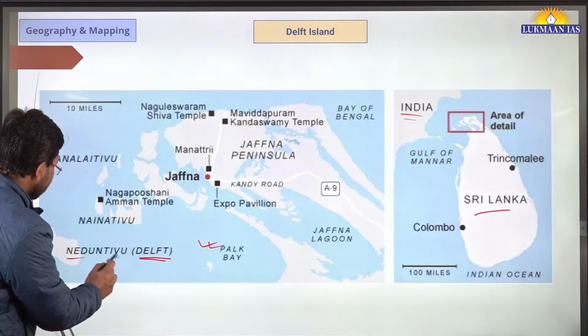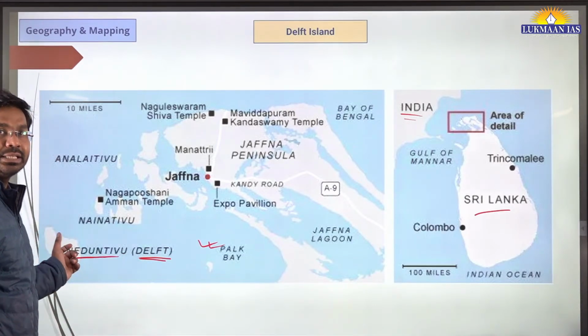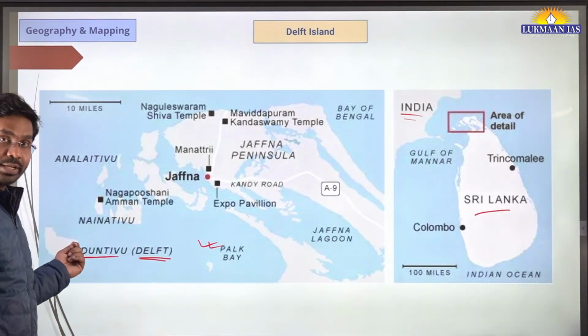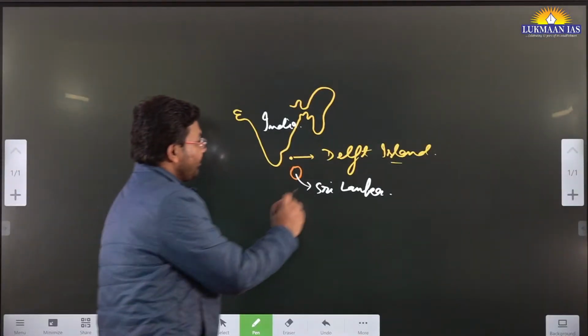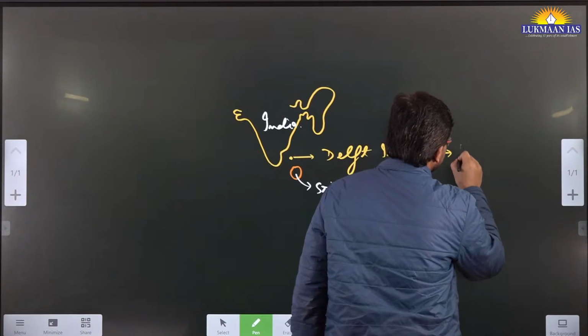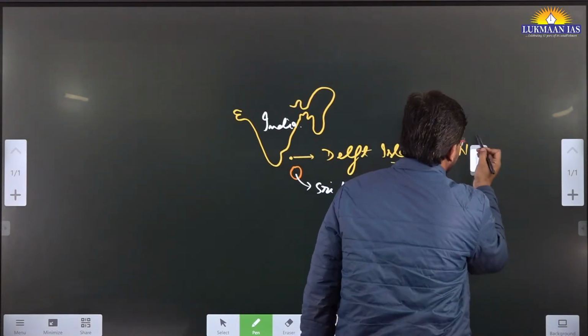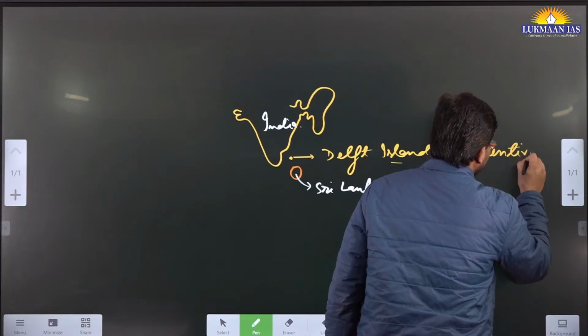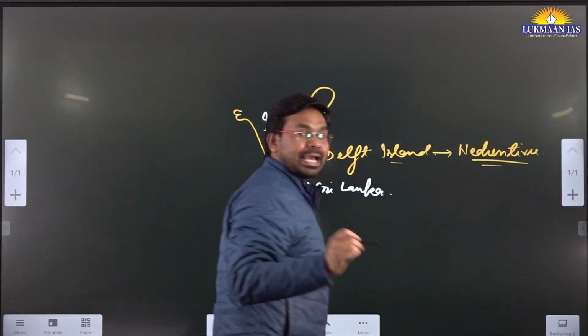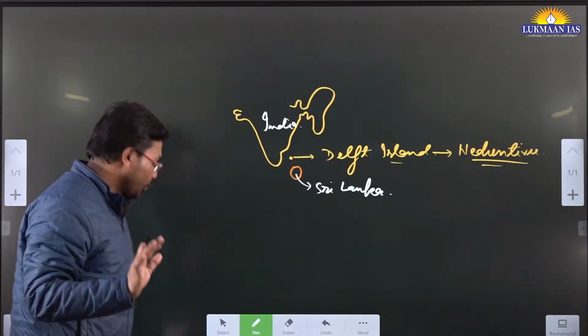It is also known as Neduntivu. This other name is also very important. It is known as Neduntivu. So I am writing over here Delft Island, and along with this, it is known as Neduntivu. Both these names are important for you to remember.